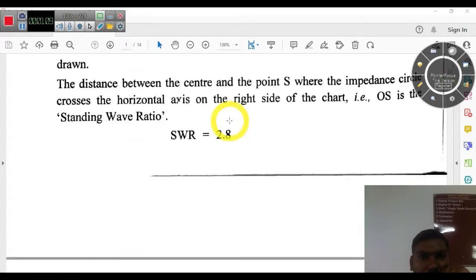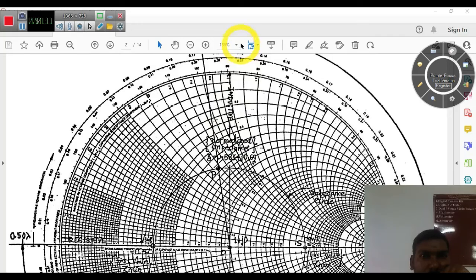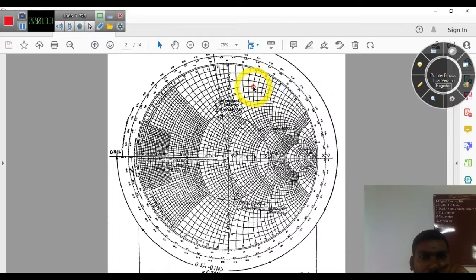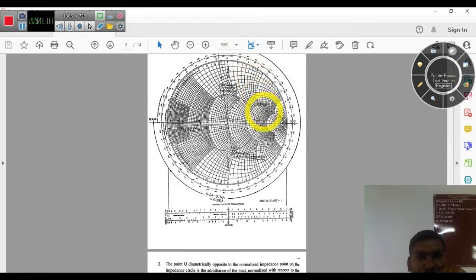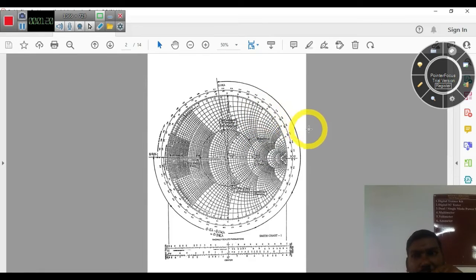This is what a Smith chart looks like. What is the purpose of the Smith chart? The Smith chart is mainly used to find out the transmission line parameters. By using the Smith chart we can calculate the transmission line parameters, and also find out the stub length and stub locations. All the transmission parameters can be easily calculated by using this Smith chart.